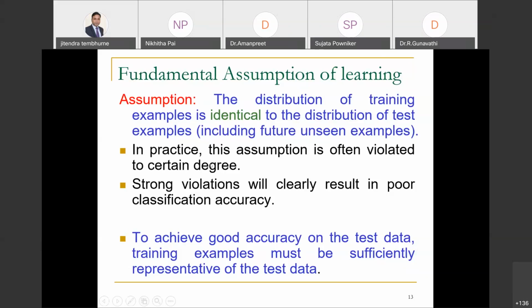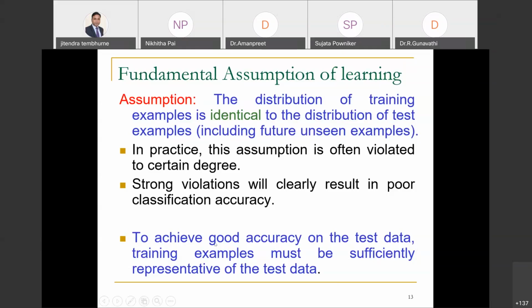But what happens in practice? This assumption is often violated to certain degrees, not for all data sets, but for some data sets this assumption is not applicable. If there is a strong violation of this assumption, you are going to get poor classification accuracy. The accuracy will not be good, because whatever features we learn from the training, if similar kinds of features are in testing, your chances of having good accuracy will be more.